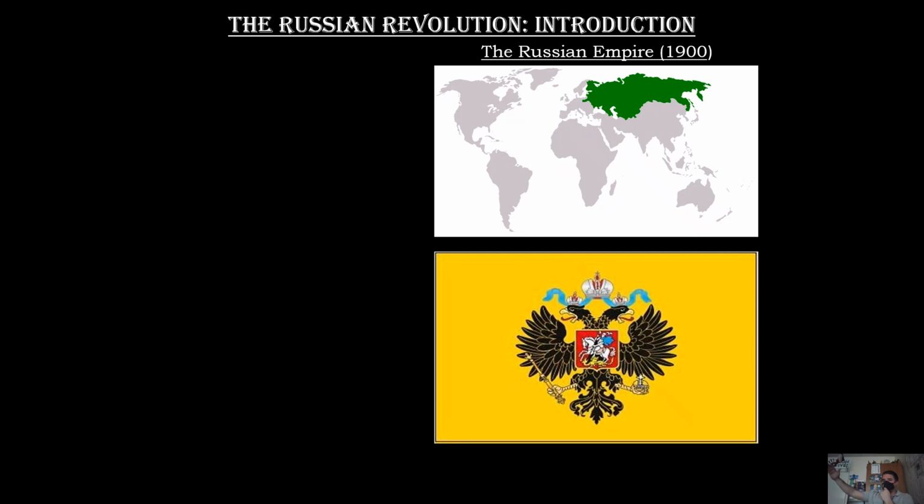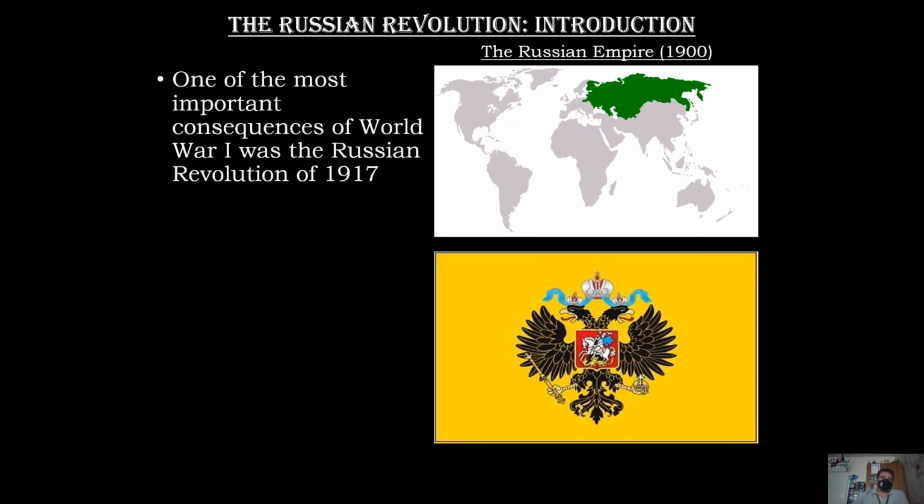Throughout all that time, you've got the rule of the czars, essentially all-powerful emperors who claim divine right, and that's leading us into the 20th century. This story is how that czar-led Russia comes to an end.